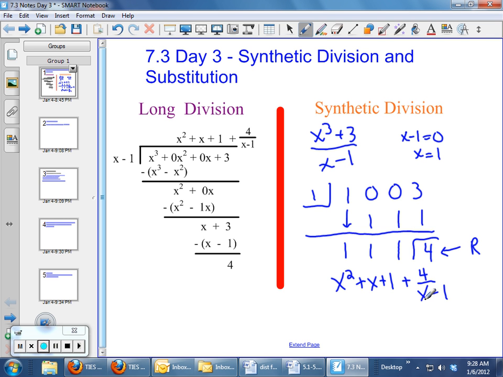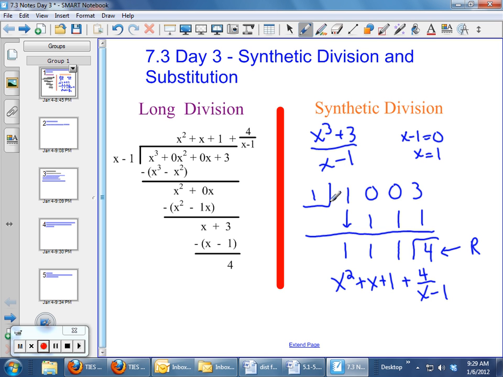So to me, this method is much easier. It's not as familiar because we're used to dividing numbers using the long division method. So synthetic division is kind of confusing at first, but once you get it down, it's way, way easier. Now the only problem is we're not going to learn how to do synthetic division where you divide by like an x squared term, we're not going to do any of those.